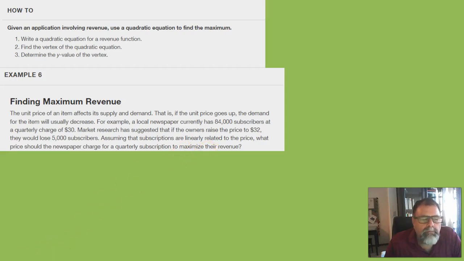Okay, so the technique here, we're going to write a quadratic equation for the revenue function. And then we're going to find the vertex of the quadratic function and then determine the y value of the vertex. All right, so let's see here. So revenue is going to be the charge times, so if we do revenue as a function of x, it's going to be the price times the number of subscribers.